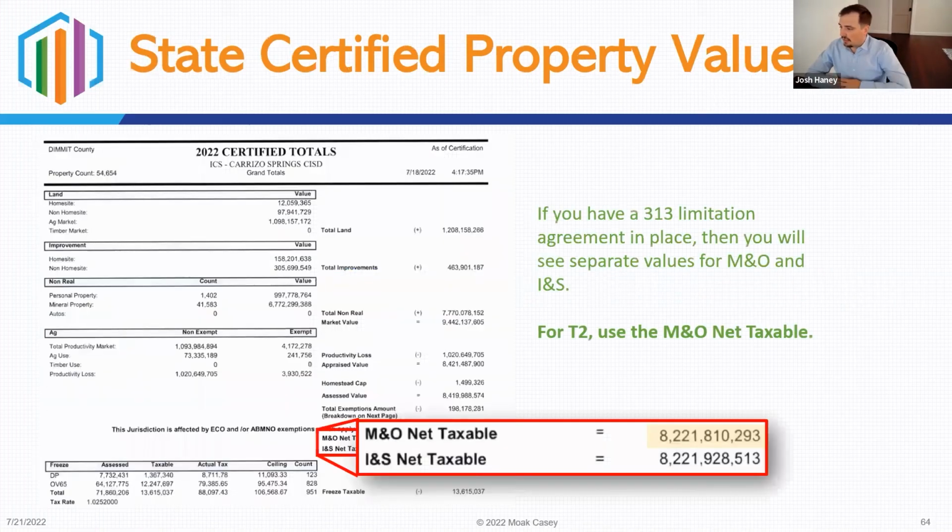Okay, so we're going to walk through again where you can find all these things. As we talked about earlier, you want to go to that grand totals net taxable figure. If you have a 313, make sure to use the M&O when you're doing the T2, right? T2 is the state value that's used for determining M&O state aid. And so you can see that highlighted there.